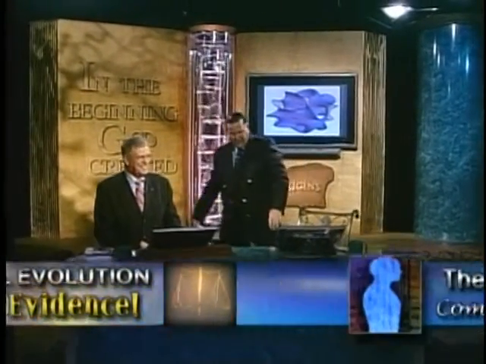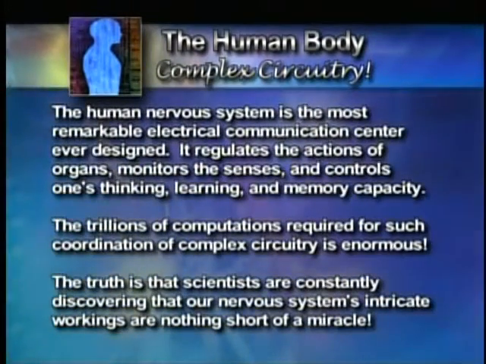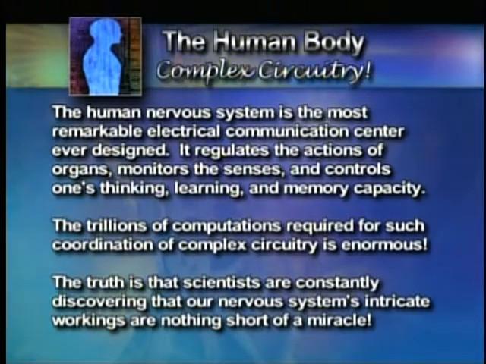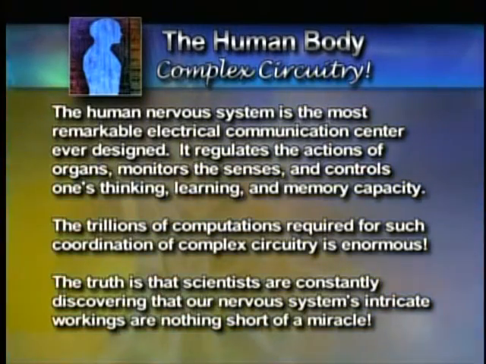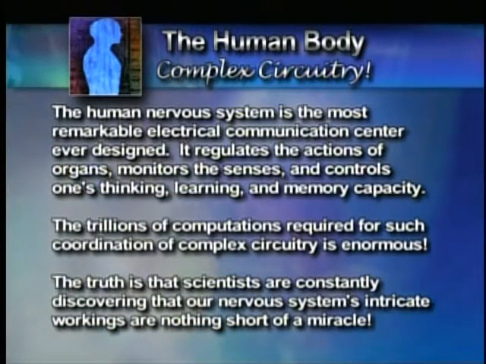Creation versus evolution. You weigh the evidence. The human body. Complex circuitry. The human nervous system is the most remarkable electrical communication center ever designed. It regulates the actions of organs, monitors the senses, and controls one's thinking, learning, and memory capacity. The trillions of computations required for such coordination of complex circuitry is enormous. The truth is that scientists are constantly discovering that our nervous system's intricate workings are nothing short of a miracle.